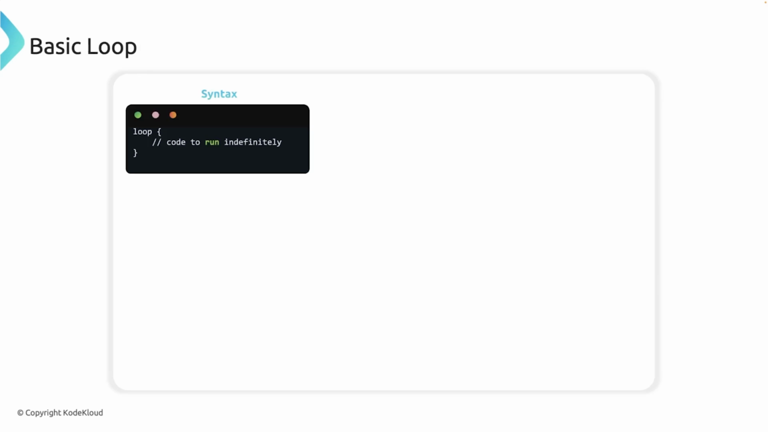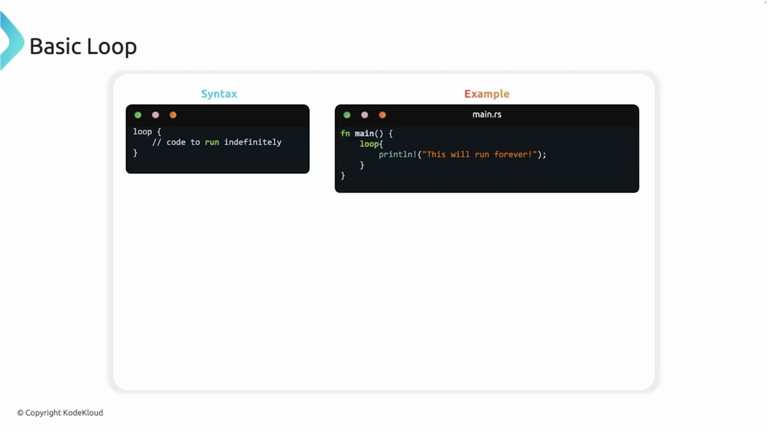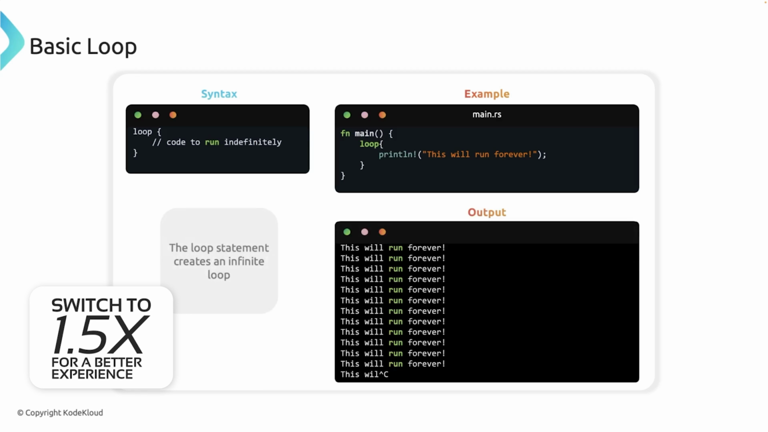Let's look at the syntax of how a basic loop looks like. You have the loop keyword followed by curly braces, and then there's the scope where you have the code that is going to run indefinitely. Let's look at this example. So over here, the loop is going to print the line that this will run forever indefinitely. So until you stop the program, it's not going to terminate.